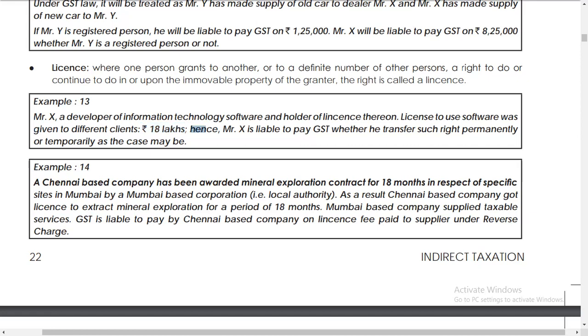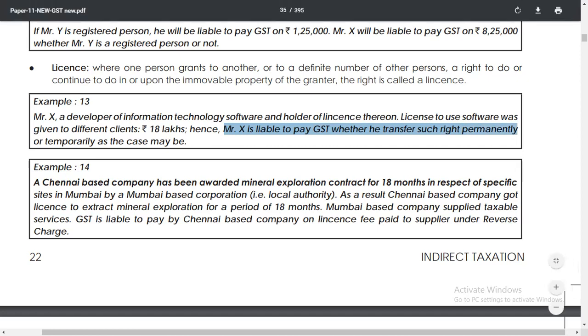The conclusion is: hence Mr. X is liable to pay GST whether he transfers such right permanently or temporarily, as the case may be. So in this question, Mr. X is a developer of information technology and he is holding the license. He gave that license, at a cost of 18 lakh, to another client. So who has to pay GST? Mr. X has to pay GST because he is the holder of the license. Whether he transferred that right permanently or temporarily does not matter. So Mr. X is liable for GST.